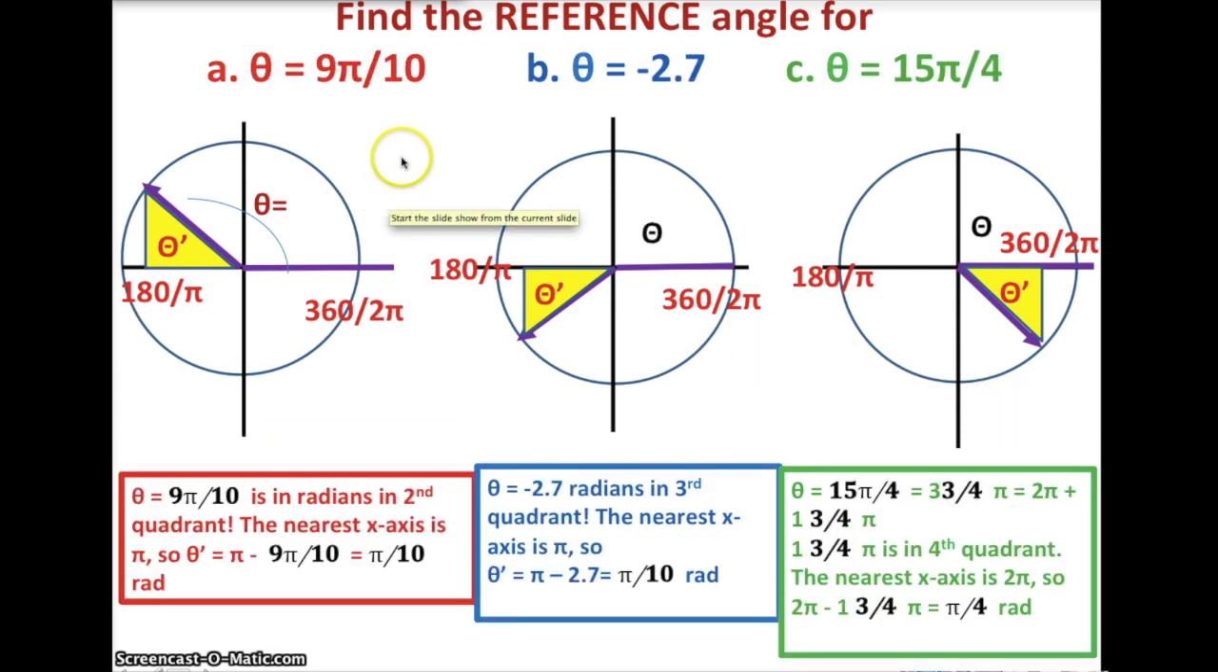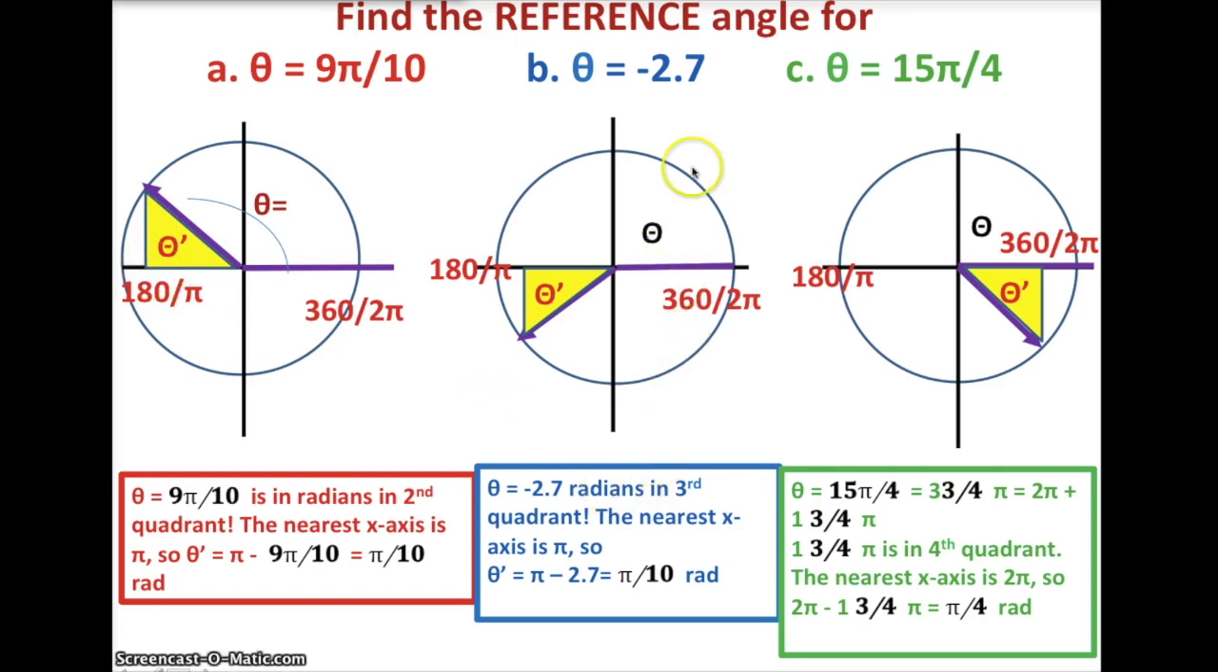Now take the reference angle and put it in radians. Here we have 9 pi over 10. Now 9/10 is less than 1, so it's less than 1 pi, so that puts it here in the second quadrant. Remember, 1 pi is only 180 degrees. 2 pi is 360. So this is a second quadrant angle. The nearest x-axis is pi. So I should take pi and subtract the 9/10 pi from it, and I get 1/10 pi radians. And that would be the reference angle right here in this reference triangle.